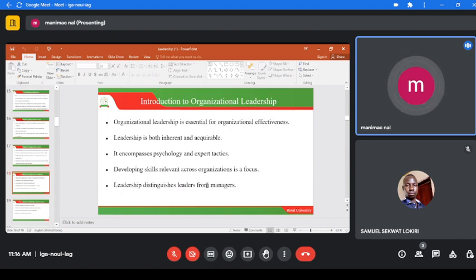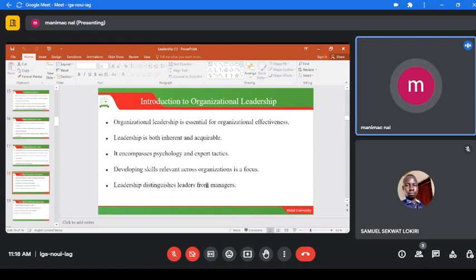Furthermore, we shall also look at another subtopic, which is the introduction to organizational leadership. When we are talking about organizational leadership, what do we mean? Organizational leadership is very essential for organizational effectiveness, whereby leadership is both inherent and acquirable, meaning that people can acquire leadership, but there are also individuals who inherit leadership, like in the monarchy system, okay. Further still, leadership also encompasses psychology and expertise tactics, which will help you. Psychology helps us to understand the knowledge, the thinking, the minds, and the reasoning of the other individuals that we are leading.